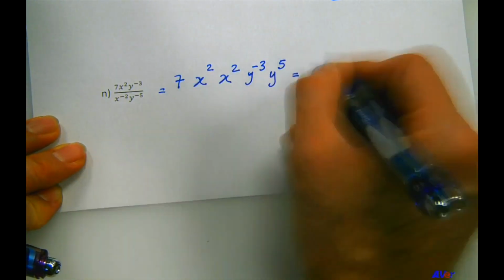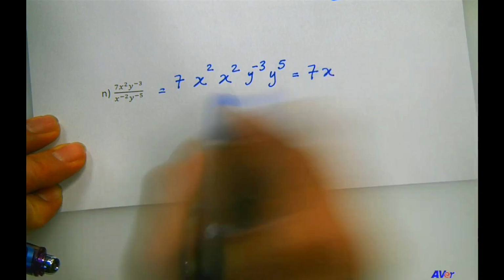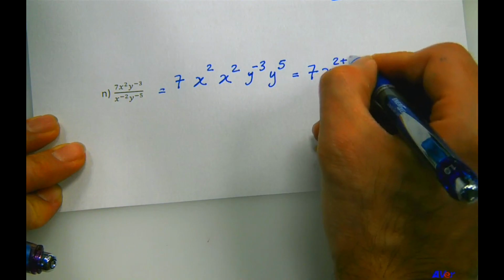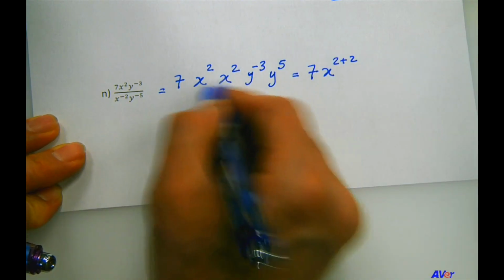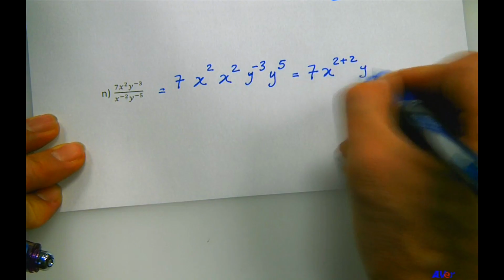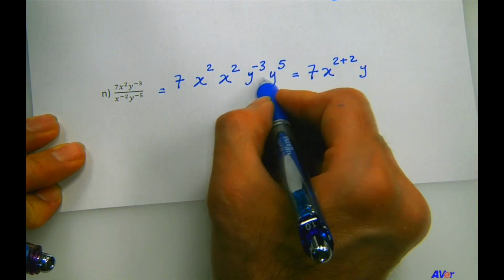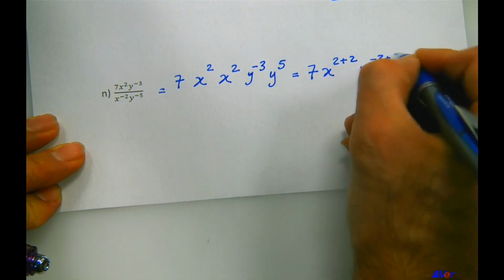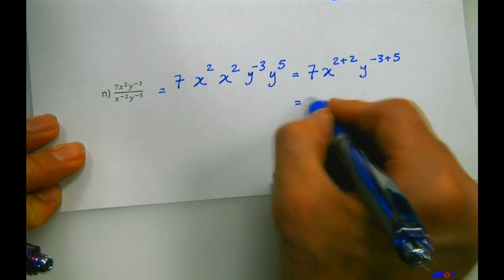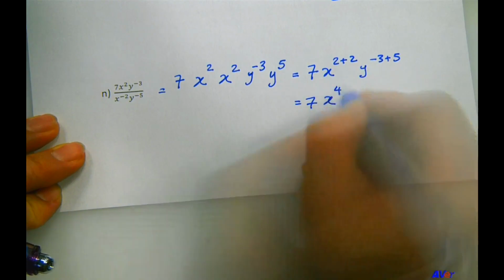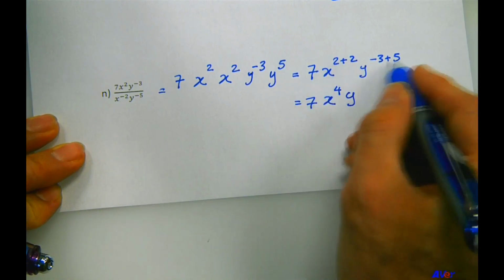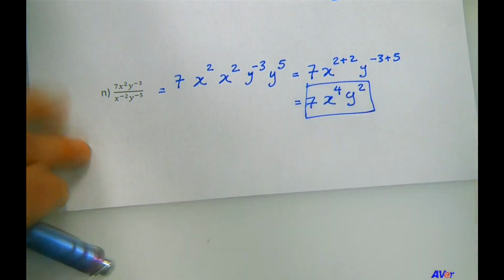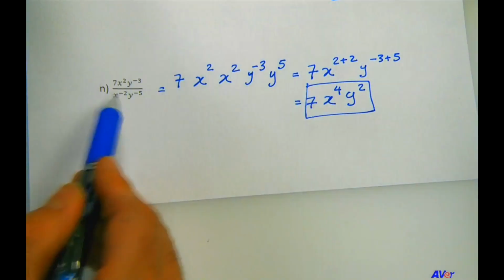So now let's combine these. 7 times x. X and x are the same. The powers are different. So we can add the powers because these two are being multiplied by each other. With y terms, the bases are the same. They're both y's. Now let's add the powers. Negative 3 plus 5. So 7 times x to the 4th power, just add those powers, y to 2nd power, or y squared. So compare that expression with what we started with, right?